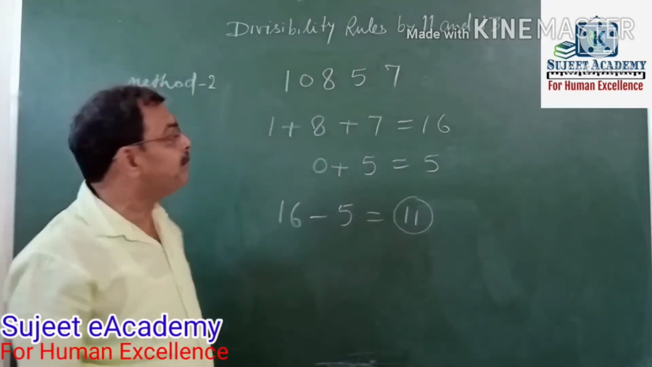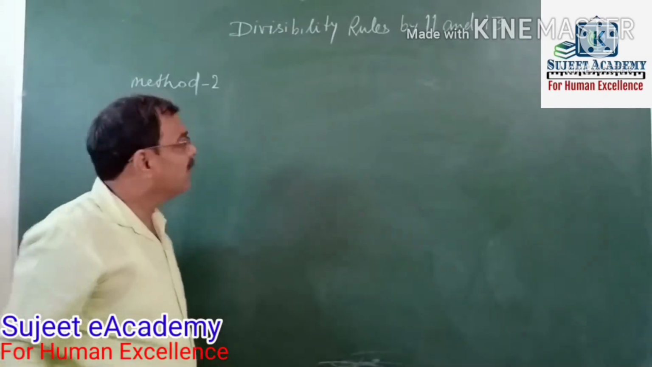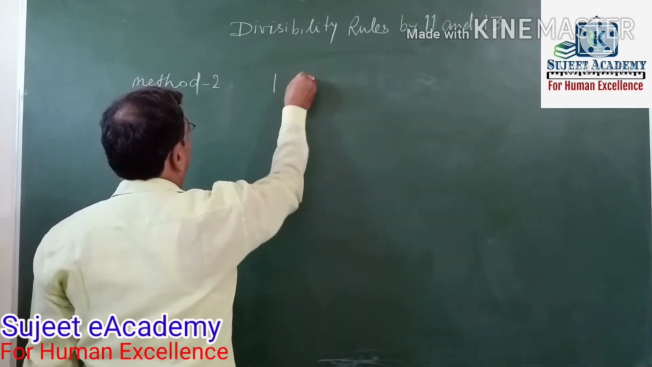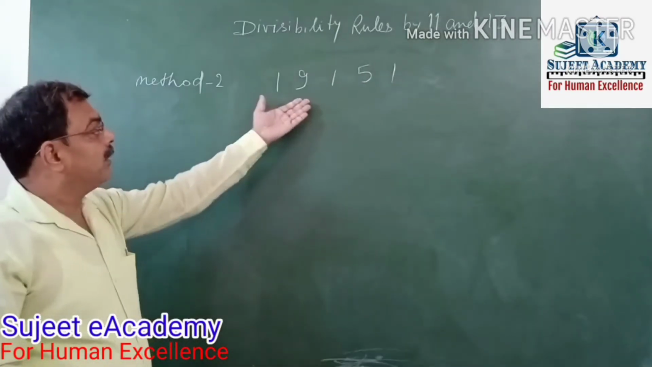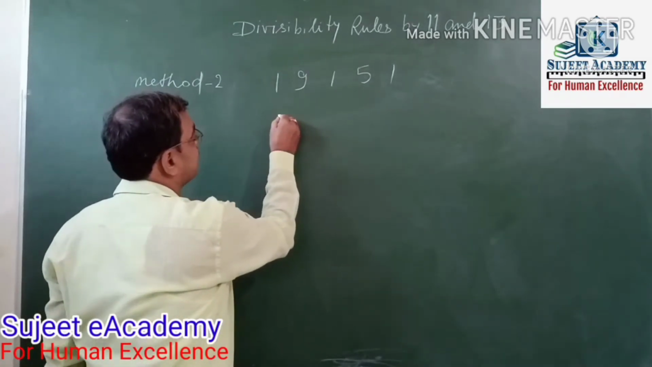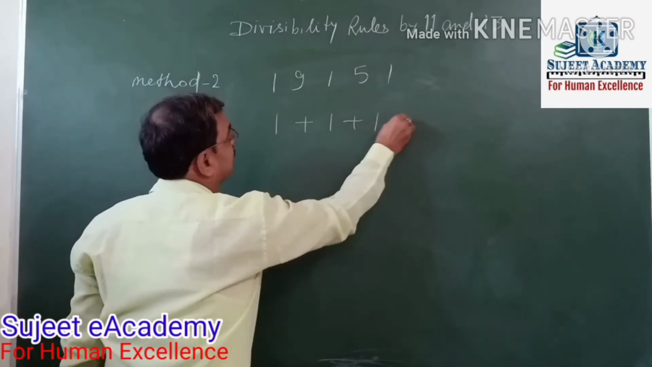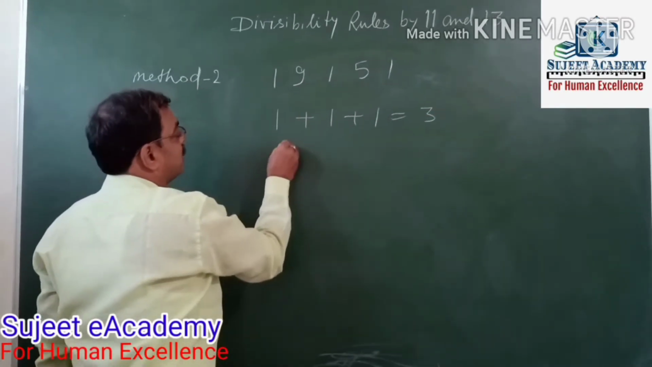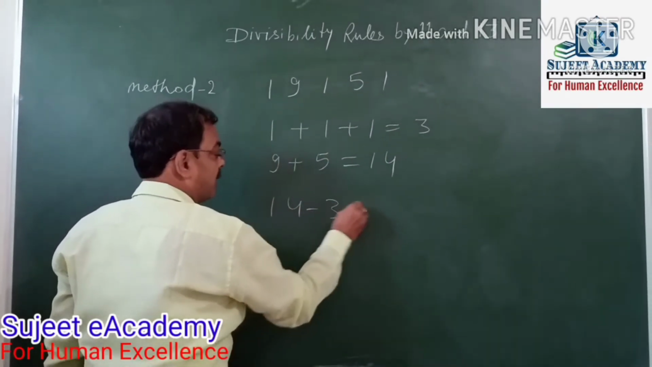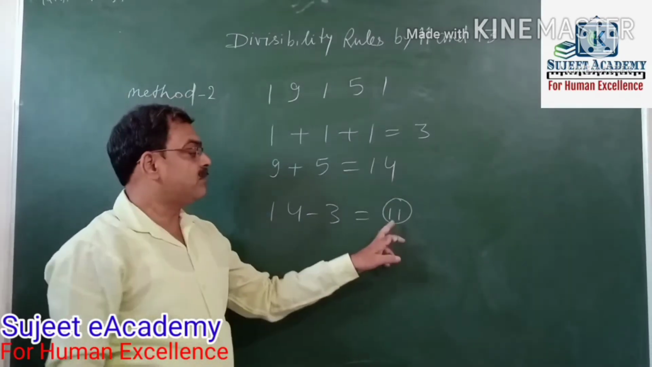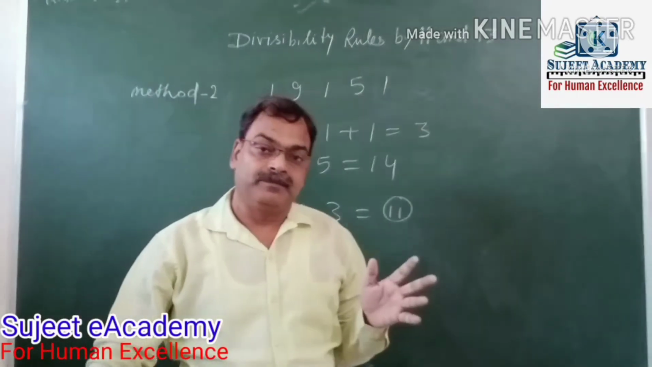Now, take one more example. 19151. You sum up the odd place values, 1 plus 1 plus 1, and the even place values, 9 plus 5 is 14, and their difference is 11. This 11 is divisible by 11, hence this number is also divisible by 11.